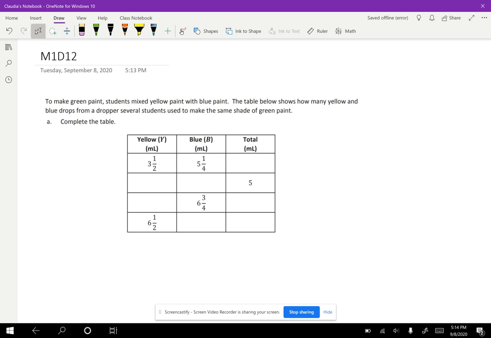Okay, so let's reread it one more time and focus on what the problem is telling us. To make green paint, students mix yellow paint with blue paint. The table below shows how many yellow and blue drops from a dropper several students use to make the same shade of green paint. So they are telling us to complete the table.